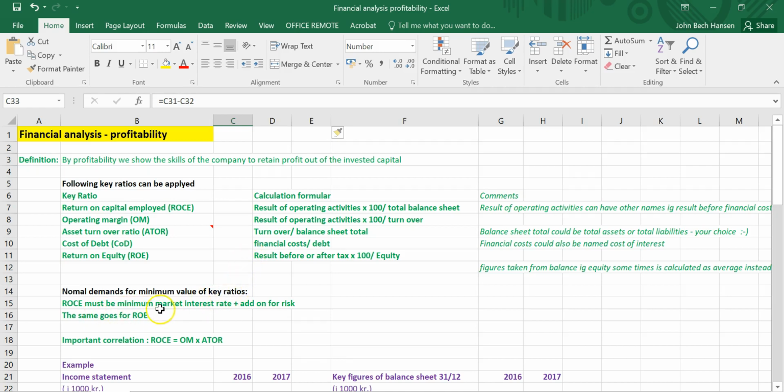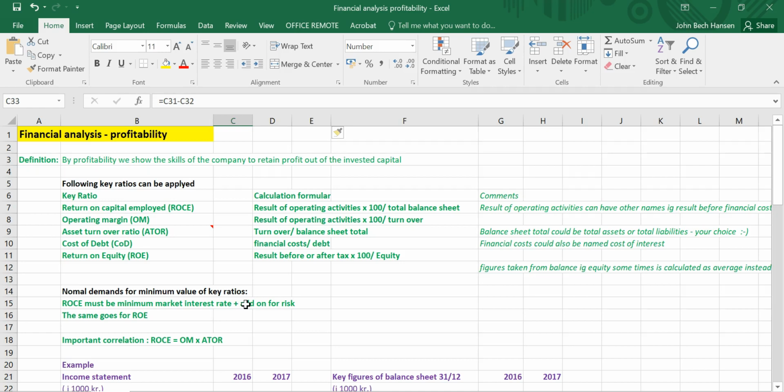Normally we say that the market interest rate is national bonds, 10-year bonds, because they are regarded as absolutely secure. However, the interest rate there is at the moment very low, I think below 0.5% or so. So when we measure against market interest rate and add on for risk, it's a very low demand we can set for the companies in that perspective.